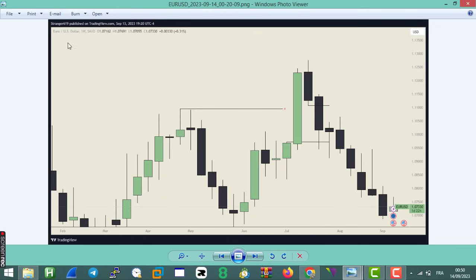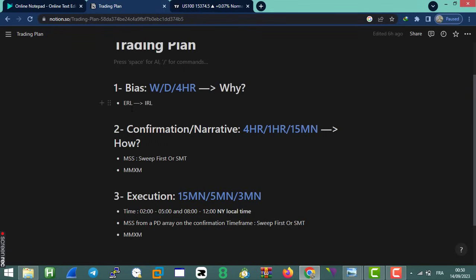Another example, and this is EU, so the euro against the US dollar. This is the weekly chart. We have an expansion higher, taking external liquidity, right, and then leaving a fair value gap behind. So the first step is confirmed, from external liquidity to internal range liquidity, and this is the weekly.